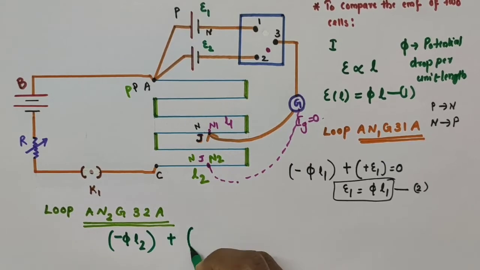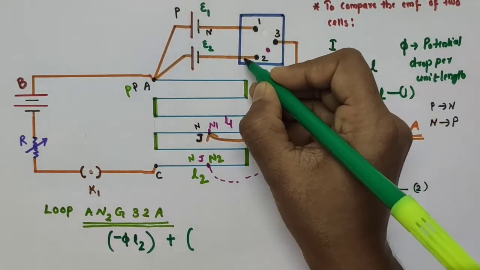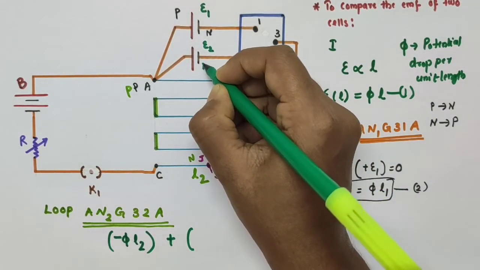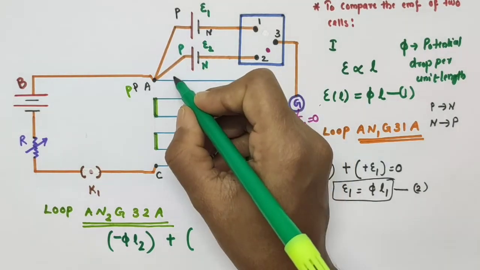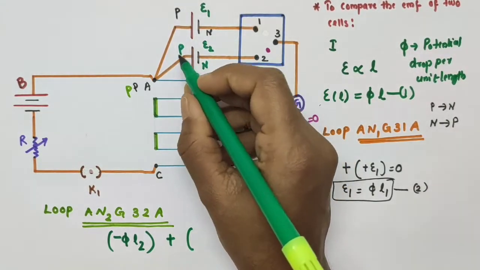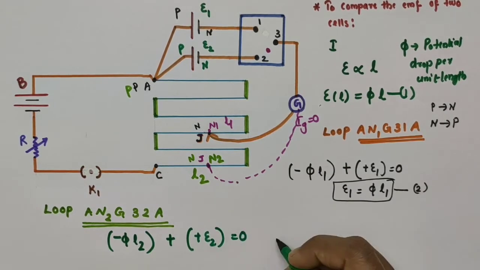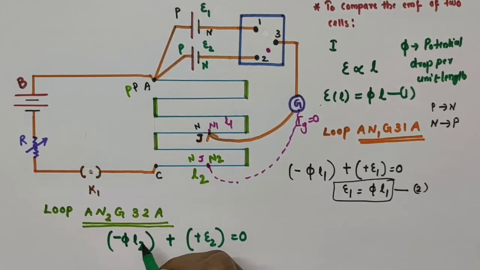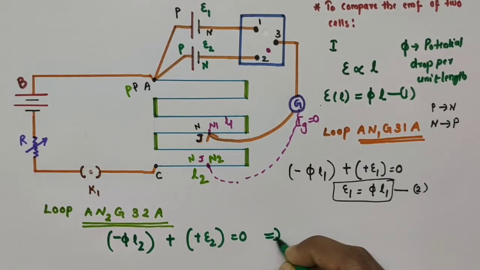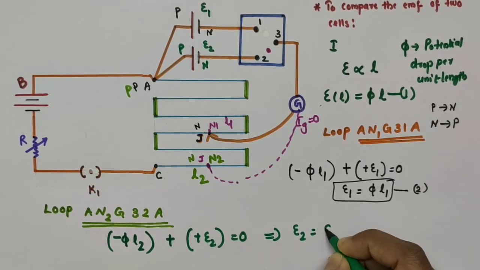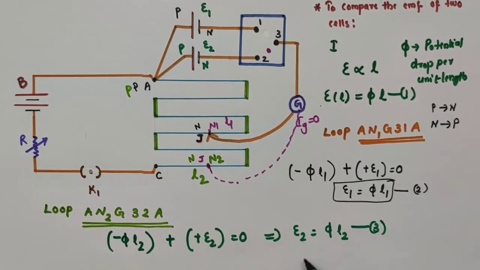Then plus, we are going like this through the galvanometer. We reached here. Then we are going like this. See, this is the lower potential region. This is the higher potential region. So we are walking from N to P, so the corresponding potential drop must be taken as positive. So plus E2 is equal to 0. Now if I take this minus phi L2 to this side, that becomes plus. So we can write E2 is equal to phi into L2, and I am taking this as equation number 3.